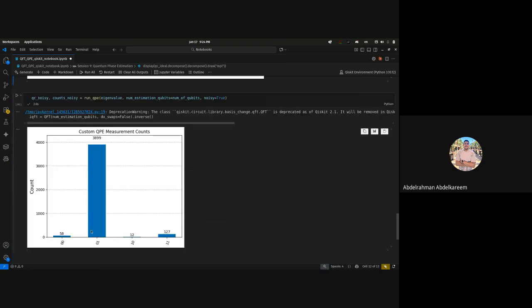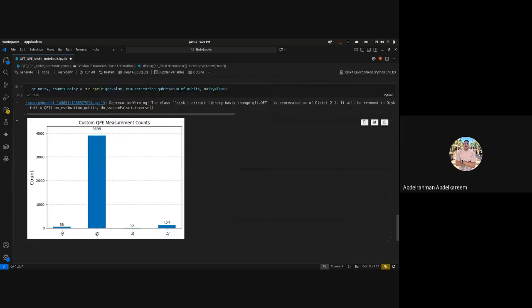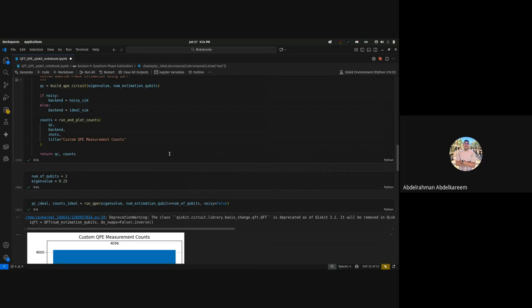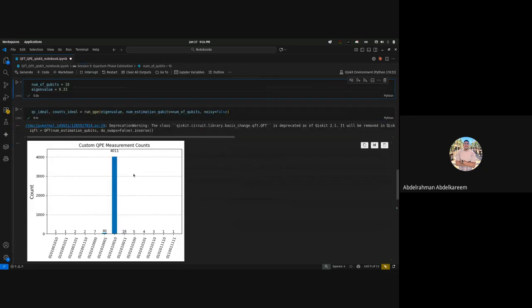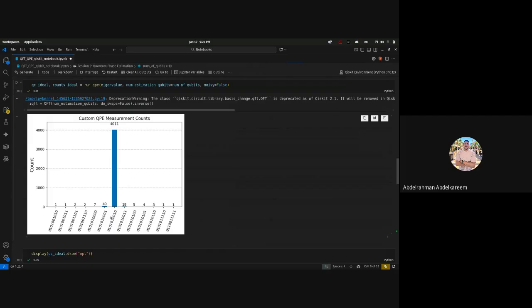For our noise simulation, because it's a small number of qubits, it's kind of resilient to noise, so it's pretty much like the ideal 0, 1. Maybe we can increase the number of qubits. Let's say 10 qubits. It will take much time. And let's say a random eigenvalue, say 0.33, for example. Run. I will get, let's see, 0, 1, 0, 1, 0, 1, 1, 1, 0, 1.